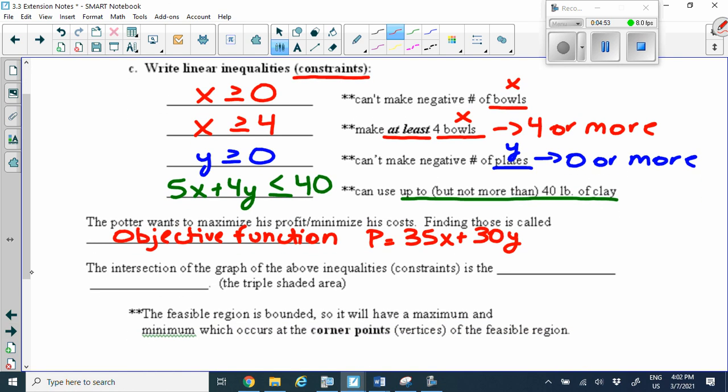Now, because we will have to use our linear inequalities to graph and find basically what was called the intersection. So the intersection of the graph of the above inequalities, remember we already got that, that's called the constraints, is the blank. Well, we call this the feasible region. Okay, so we will use the word feasible region. What this means is when we graph our constraints, we are going to do some shading. Basically, where the shading overlaps, that is going to be our feasible region.